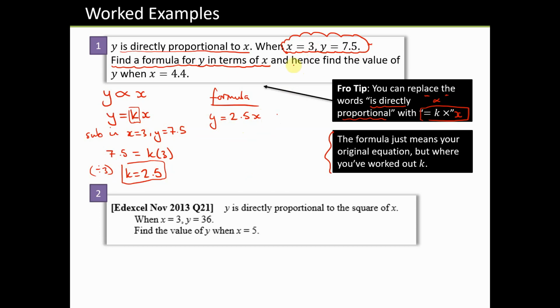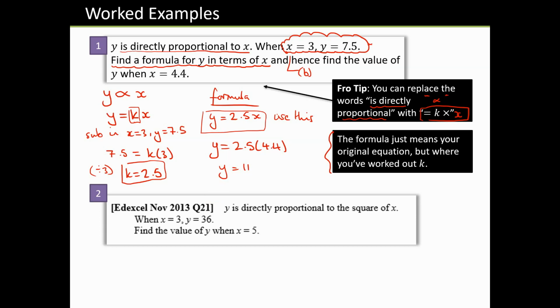Now, this part would generally be your part B if this was an exam question, and hence find the value of y when x equals 4.4. We want to use this formula we've just found. So we've got x equals 4.4, so y equals 2.5 times 4.4. So I'm going to get my calculator out. And that gets me y equals 11.